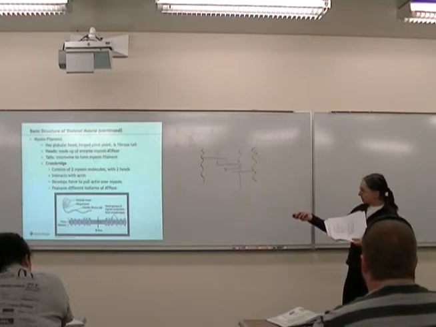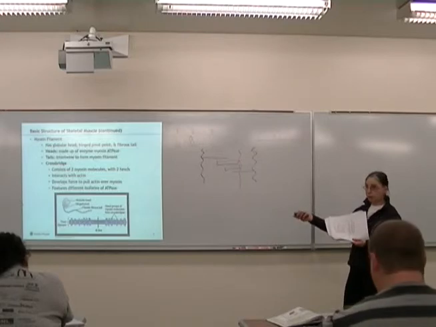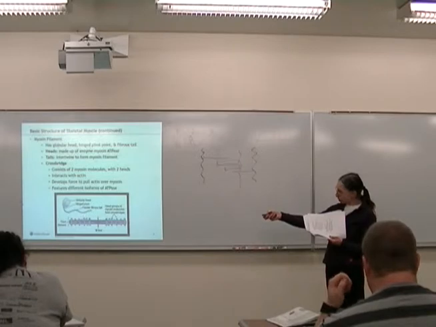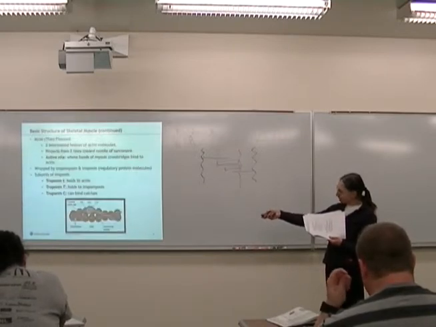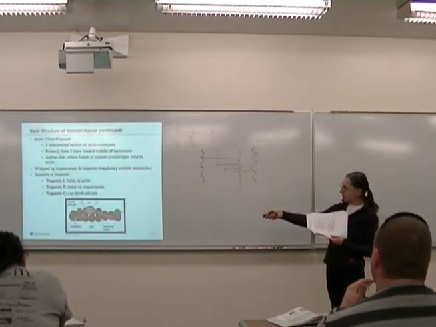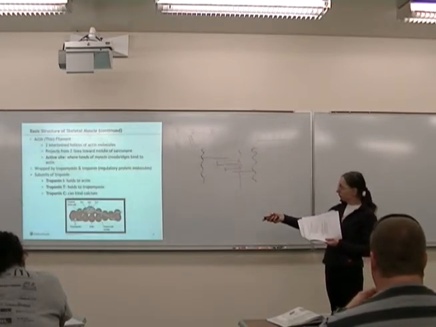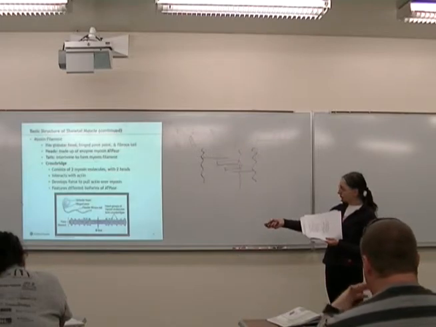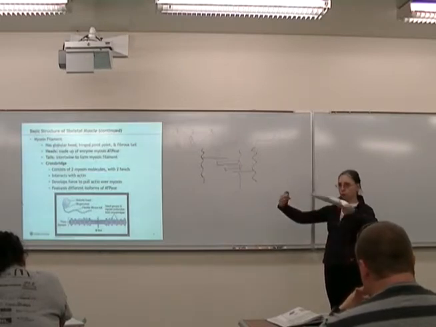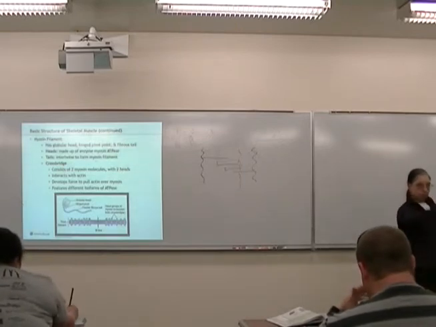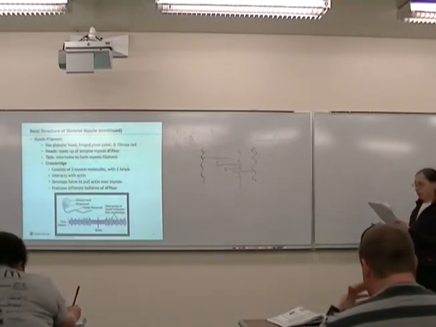Okay. So these heads stick out, they're called a cross bridge, because the head of the myosin, this cross bridge, is the thing that attaches to the active site, to the receptor site on the actin. So these sticking out form a cross bridge because the two molecules are now joined together, the thin filament and the thick filament.